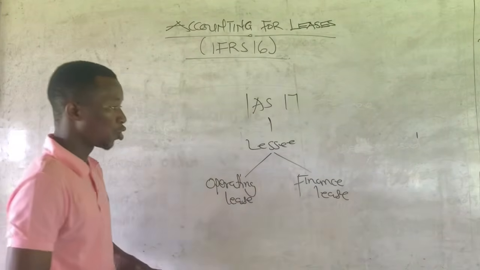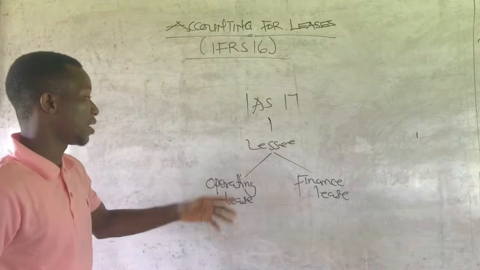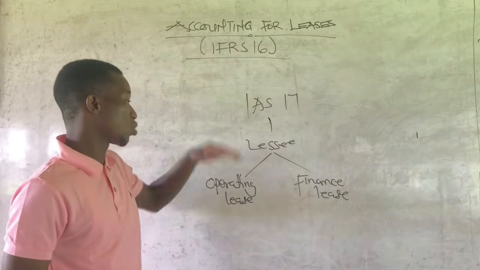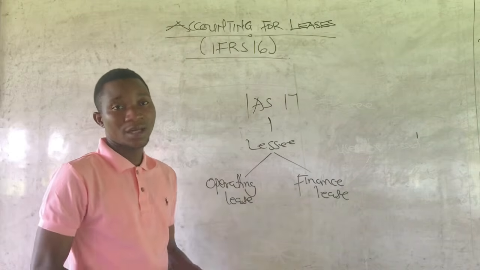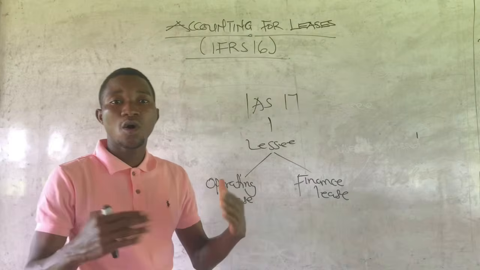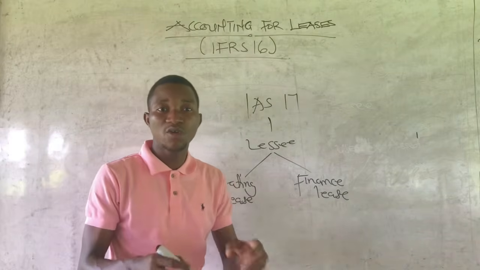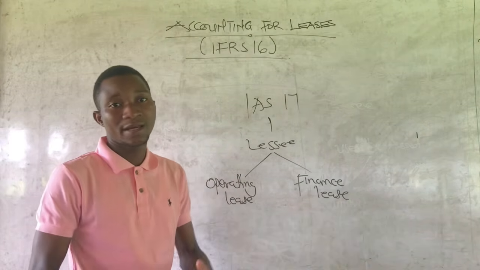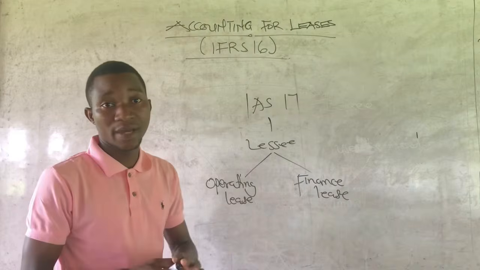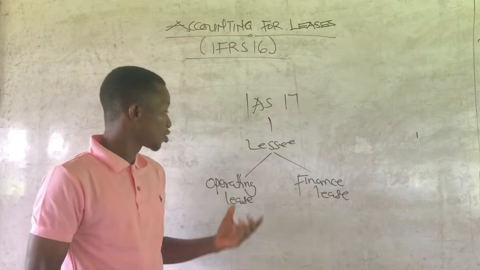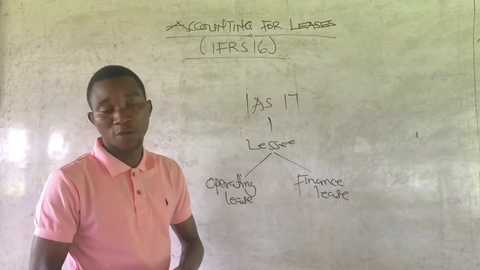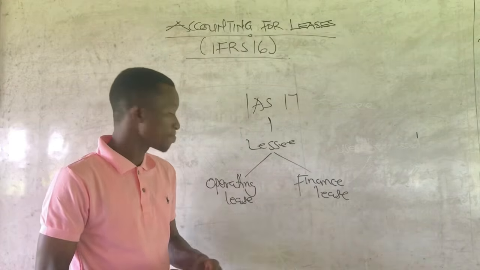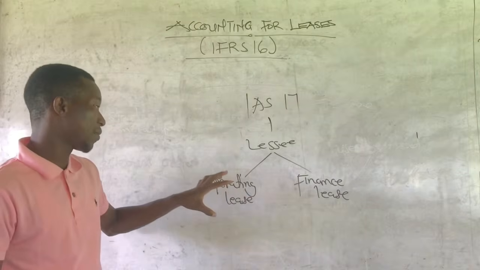Okay, so under this criteria, it is the responsibility of the lessee to classify the lease as either an operating lease or finance lease. Under operating lease, all the risks and rewards still remain with the lessor. That is where ownership still remains with the lessor. For operating lease, it is treated as an expense in the statement of profit or loss. So that is how we describe an operating lease.